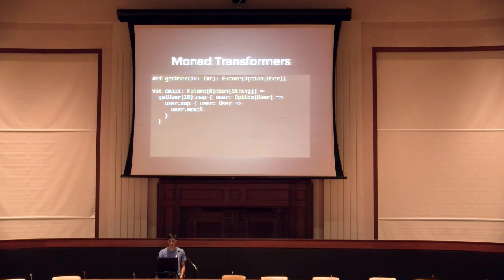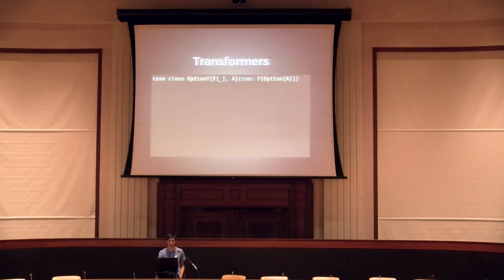But what if we just want to write something like this? This obviously won't work. It will fail to compile because user is not a user, it's an option of a user. So we still want to be async, and we still want to represent a missing user, but we want to flatten it out. So Scalaz and Cats provide an OptionT that looks like this. We don't need to go into the details of how it works, but this is what they provide, and they let you use it like this.